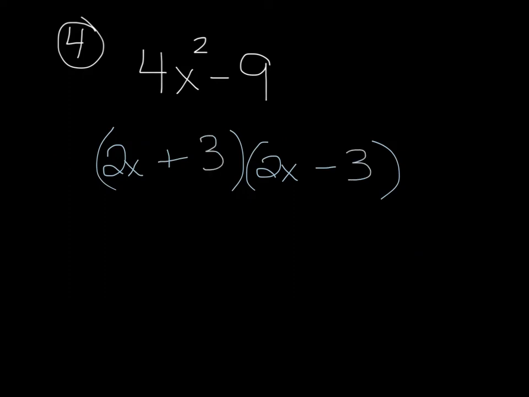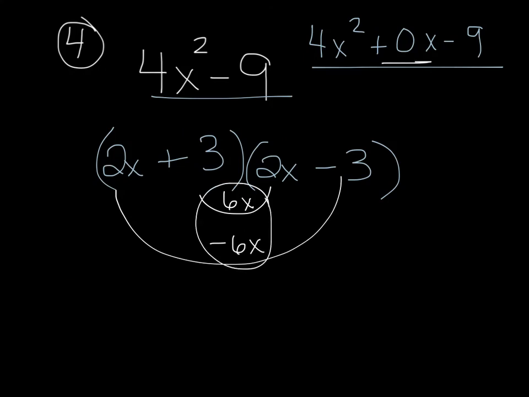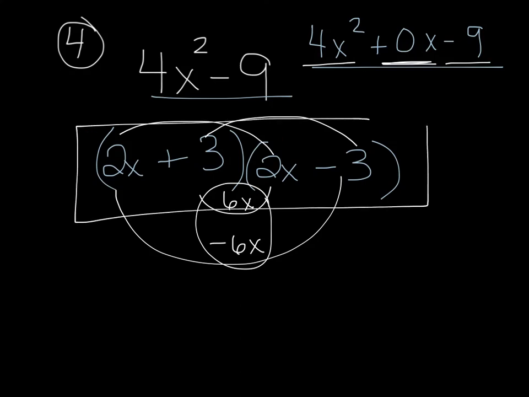If we go ahead and check our answer, remember we want to get that 0x, because this problem is actually 4x squared plus 0x minus 9. This gives me 6x here, and this gives me a negative 6x. Those are going to cancel out and give me 0x. Then the 2x times 2x will give me 4x squared, and the 3 times the negative 3 will give me negative 9. So it works out here. And there would be your answer, 2x plus 3 and 2x minus 3.